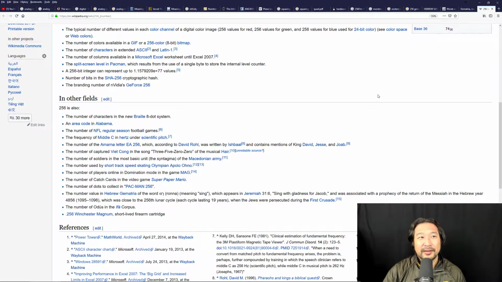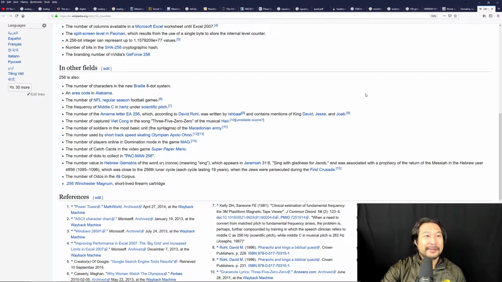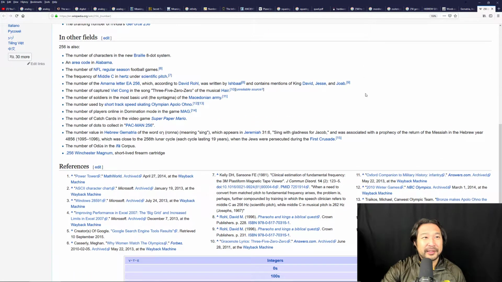256. The branding number of NVIDIA GeForce 256. Other fields: the number of characters in the new Braille 8-dot system. Again, 8-dot system, 256 characters. Number of NFL regular season football games. Frequency of middle C in hertz under scientific pitch.